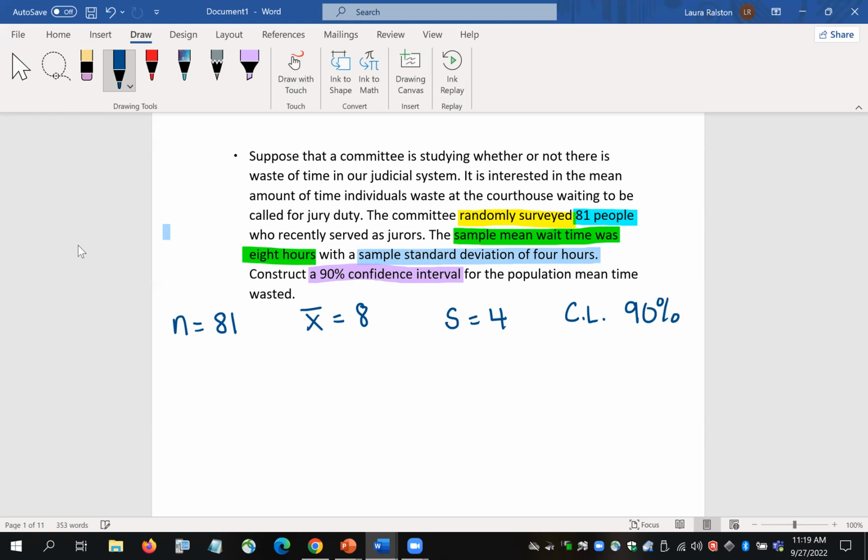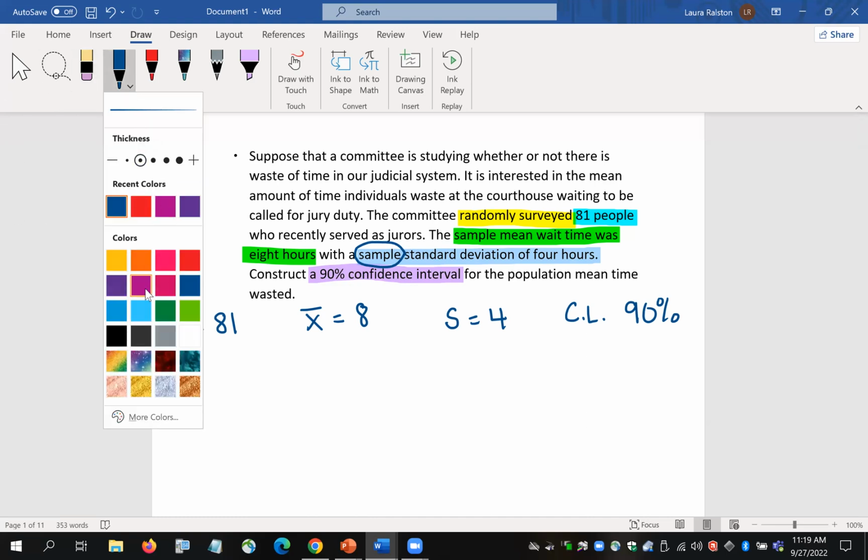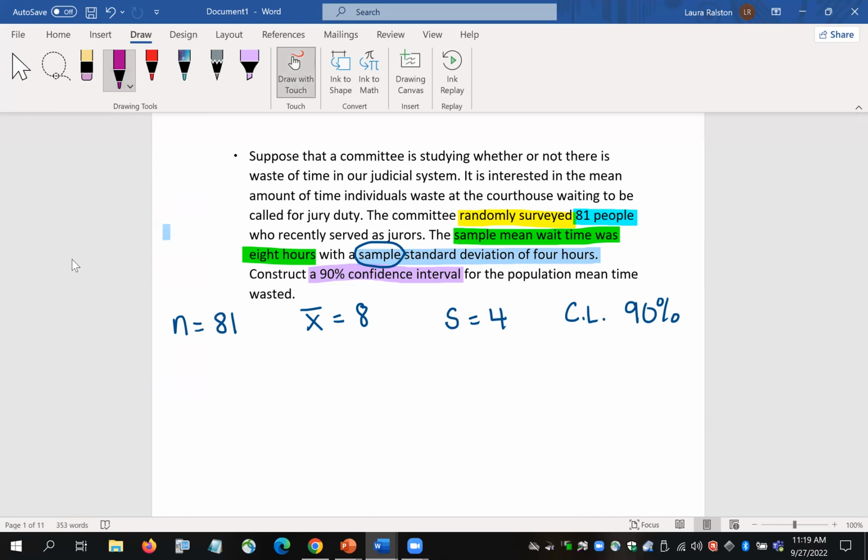Now, if you were doing this on quiz 6 or on the midterm that's coming up, you would have to pay attention to the fact that you are given the sample standard deviation, because that is my clue that I need to do a T interval.